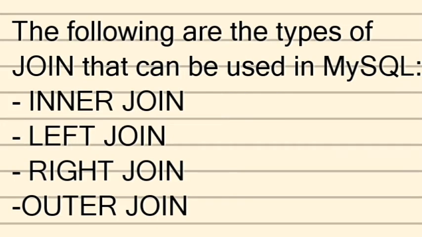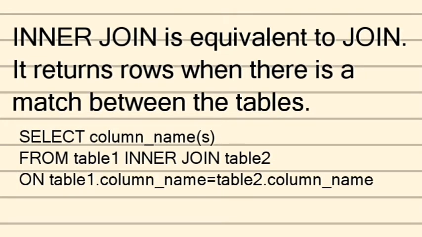Now let's move to the types of joins. As I told you, we can also provide custom names, and we have some joins. The different types of joins are inner join, left join, right join and outer join. First of all, we will discuss these joins one by one with an example of each. The first join is the inner join. An inner join is equal to a join. It returns rows whenever there is a match between the tables.